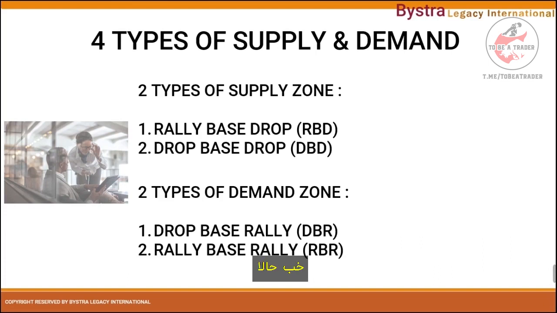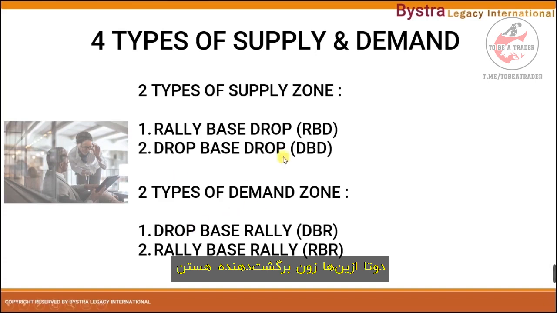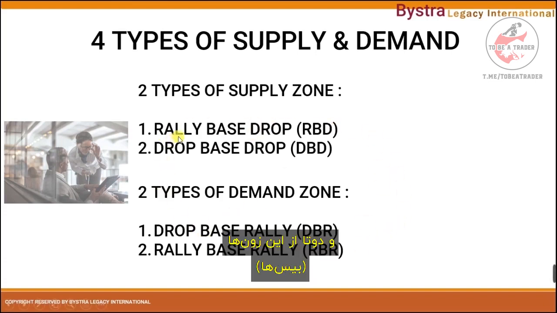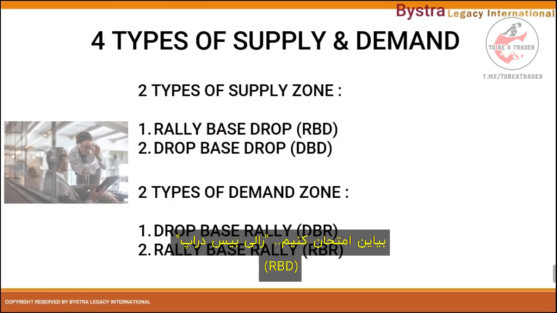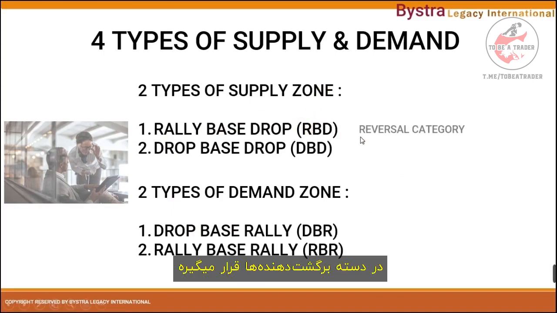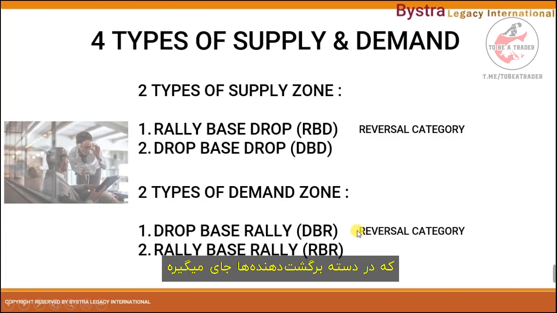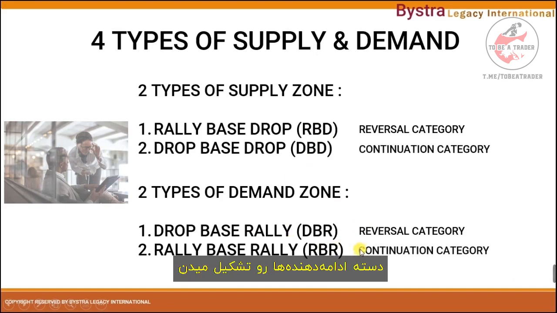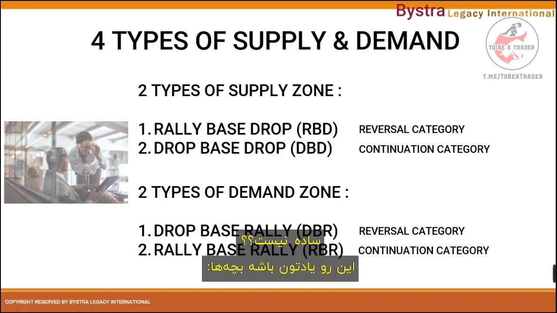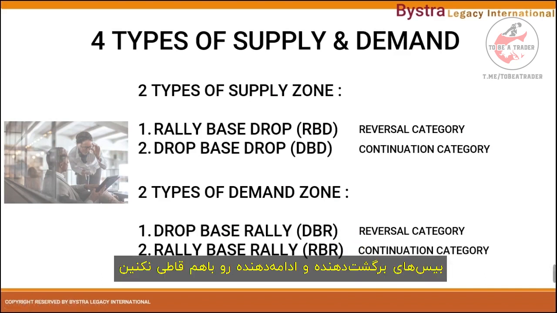Okay, so next, 2 of these are the reversal and 2 of the bases are the continuation. Do you want to take a guess? Let's try this. The rally-based drop, RBD, will fall under the reversal category. Same goes with drop-based rally, which falls under the category of reversal. Whereas the drop-based drop and the rally-based rally are the continuation category. Simple, isn't it? Remember this, guys. Don't get confused with the reversal or the continuation of S&D base. Okay.